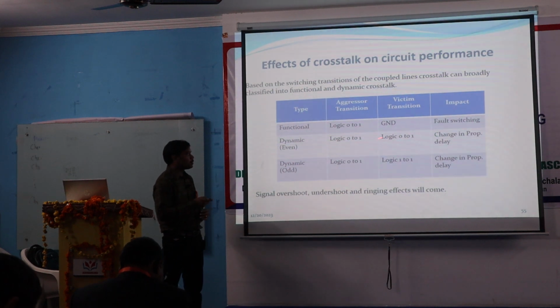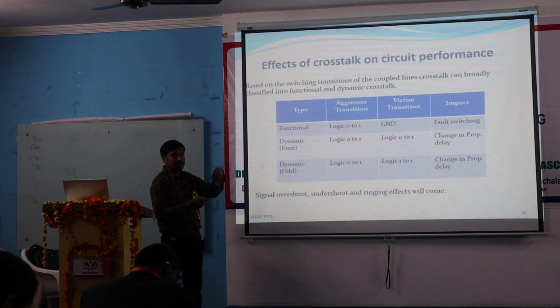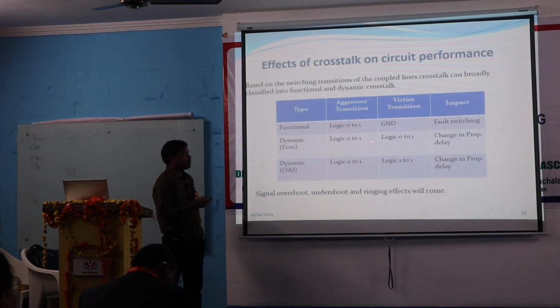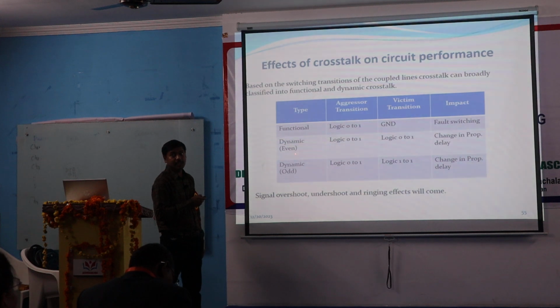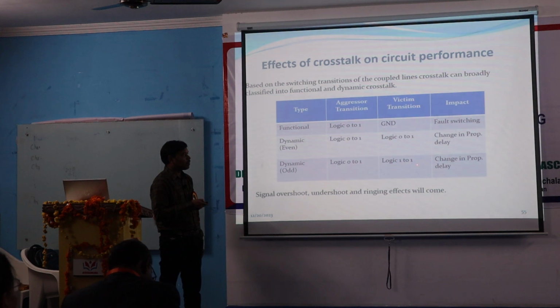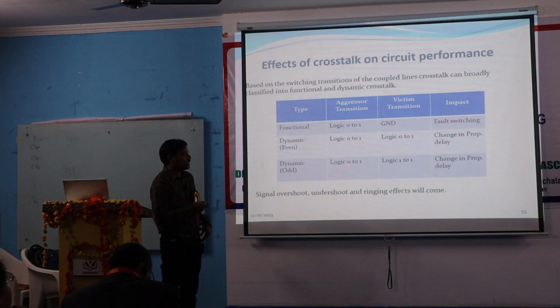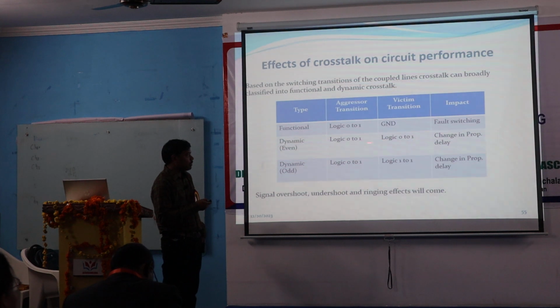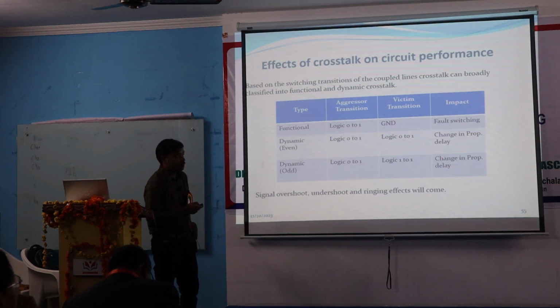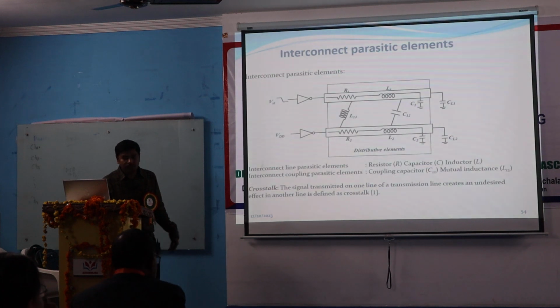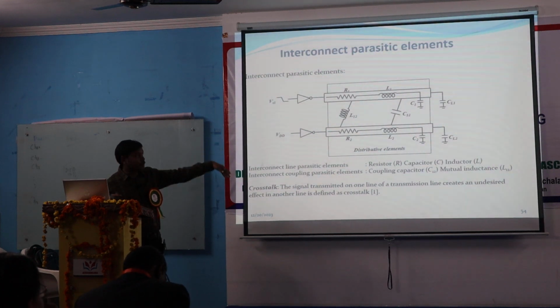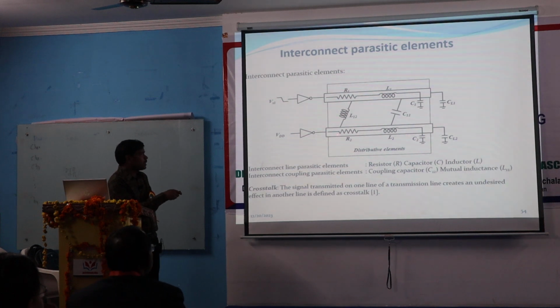Dynamic crosstalk means 2 lines will switch, both line 1 and line 2. If 2 lines are switching in the same direction, it is called dynamic crosstalk in even mode. If 2 lines are switching in opposite direction, it is 1 to 0, not 1 to 1; there is a correction. That is called dynamic crosstalk in odd mode. And this is functional crosstalk, because only one line is switching and the other is at 0.